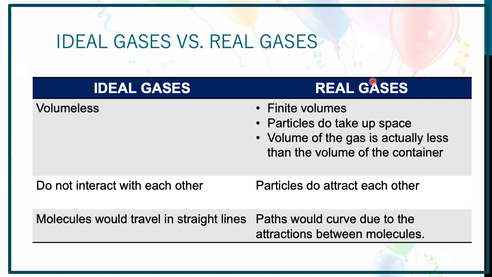It becomes a real gas. An ideal gas is volumeless, but a real gas has a finite volume. Particles do take up space, and the volume of the gas is actually less than the volume of the container. Ideal gas particles do not interact with each other, but real gas particles do interact with each other. Ideal gas molecules travel in straight lines, but real gas paths will curve due to the attraction between the molecules. So there is a difference between an ideal gas and a real gas.